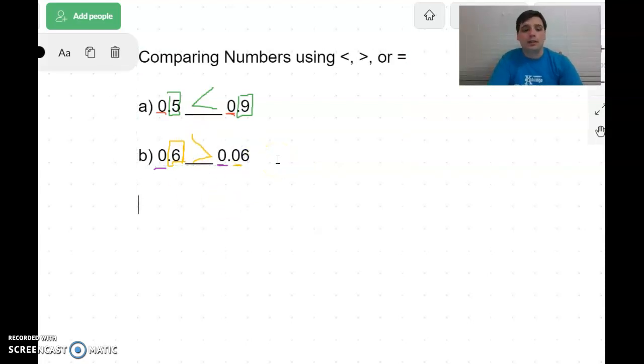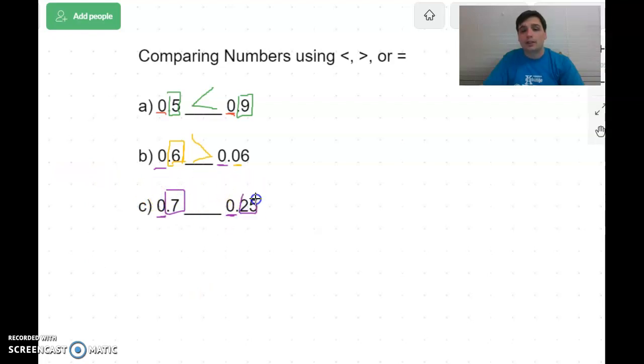I'm going to give you one to try now, and I want to see if you can do it on your own. Let's try 7/10 compared to 25/100. Go ahead and try to solve that one on your own now. Okay, hopefully we were able to decipher that. I have 0 ones here and 0 ones here. I have 7/10 here and 2/10 here. I know that 7/10 is bigger than 2/10. So 7/10 is bigger than 25/100.